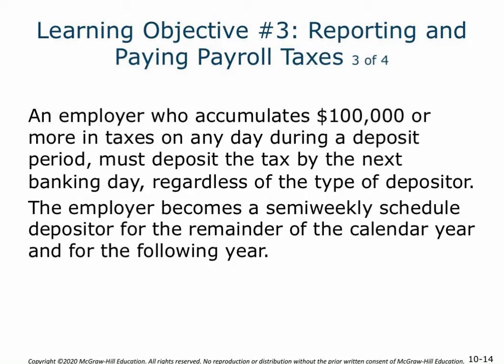So now, even though you might be a monthly depositor, if you accumulate $100,000 or more in taxes that are going to be due, then you're going to have to make that deposit. And then secondarily, if you are a monthly depositor, you're going to convert to a semi-weekly for the remainder of the calendar year if you accumulate that much in taxes that are going to be due.